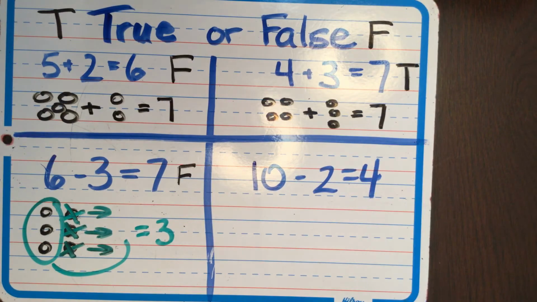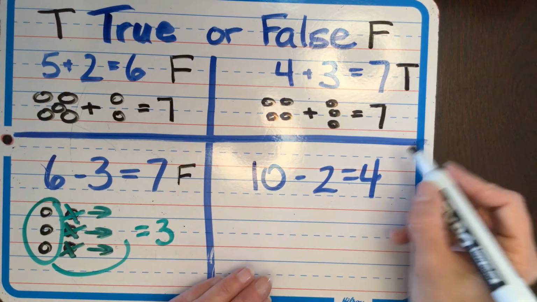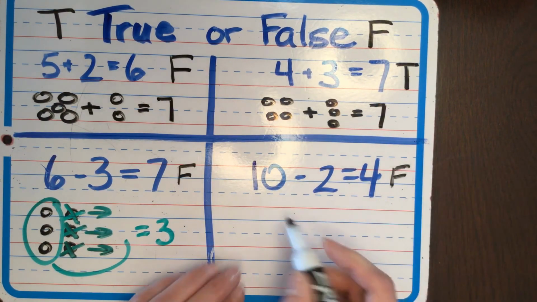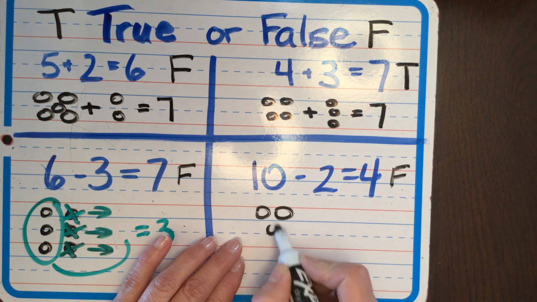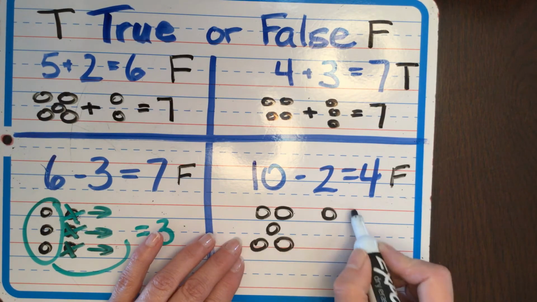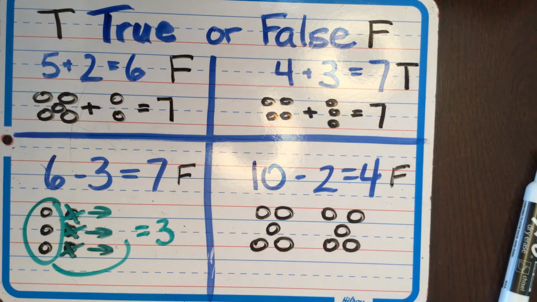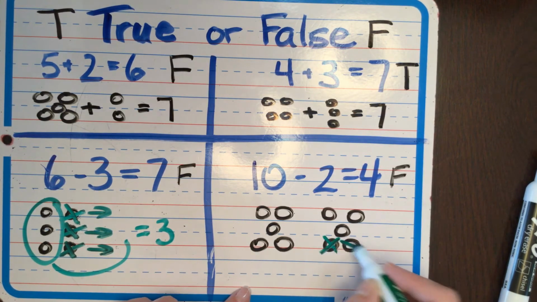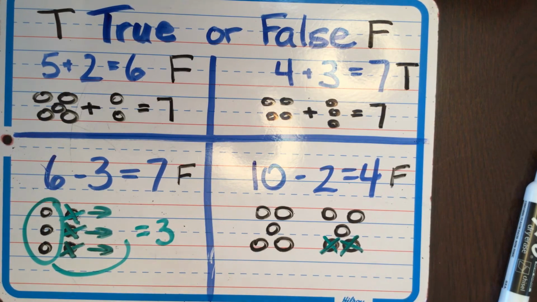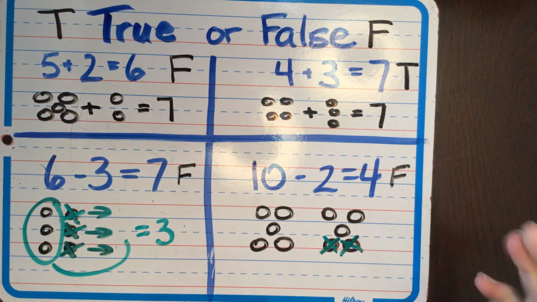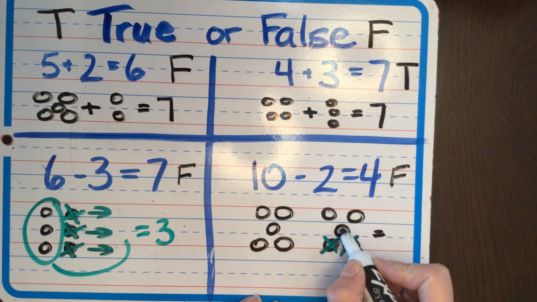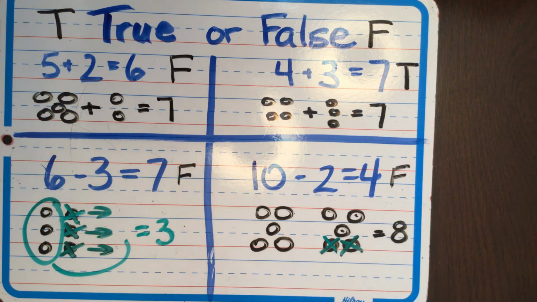So I know that my answer is false, but I can prove it with a picture. Again, I would do my takeaway picture. I'm going to draw 10 using my dice of 10, and I'm going to use another color to cross off 2 of them. And I can easily tell that I have 5 and 3 more. So my answer would be 6, 7, 8. My answer should be 8.